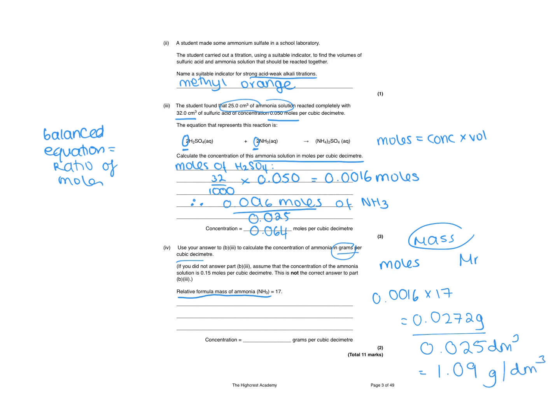So what you did was you used your moles value that you calculated here. You multiplied it by the Mr to find the mass. Then, once you'd found the mass, you were asked in grams per dm³, which told you to divide the mass by volume. So you divided the mass, 0.0272, by the volume, which was given to you at the beginning of the question when you're told that the student found the 25 cm³ of ammonia solution.